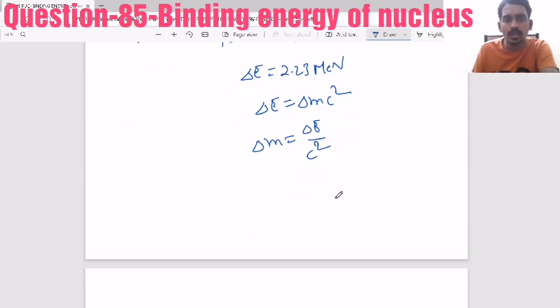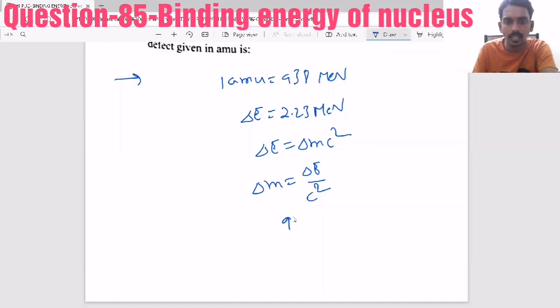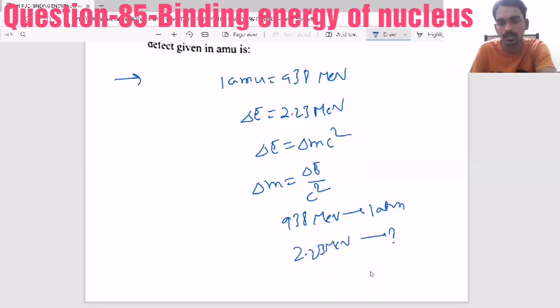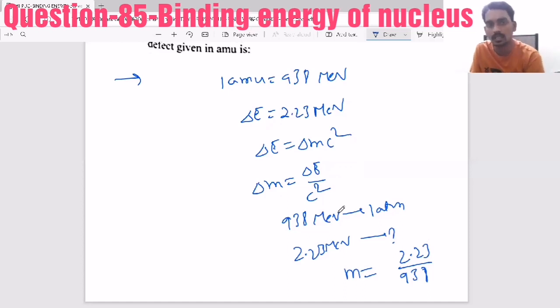Or else according to 1 AMU, see, 938 mega electron volt is for 1 AMU and the given is 2.23 mega electron volt is for how much? Then the mass will become 2.23 by 938. So if you calculate, you will get the answer. Or else you have to substitute delta E by C square. Delta E you have to substitute in joules, C value you have to substitute, then you will get delta M in terms of kg. But they are asking in terms of AMU so that you can do it directly in this manner.